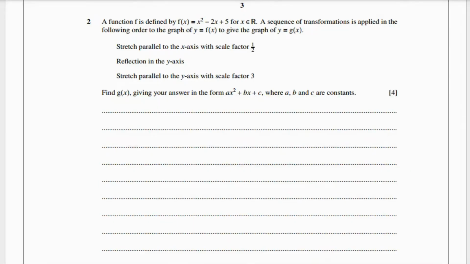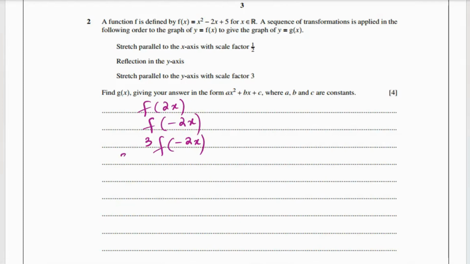So in the first step, stretching parallel to the x-axis with scale factor 1 over 2 means it's going to be f of 2x. If the scale factor is 1 over 2, that means we're multiplying x by 2. If the scale factor was 2, then you're dividing x by 2. So this is the first transformation. Then it's a reflection in the y-axis, which means x is becoming negative. So f of negative 2x. Then stretch parallel to the y-axis with scale factor of 3. So that's 3 times the function. So 3 times f of negative 2x. This is the order in which the transformations are happening.